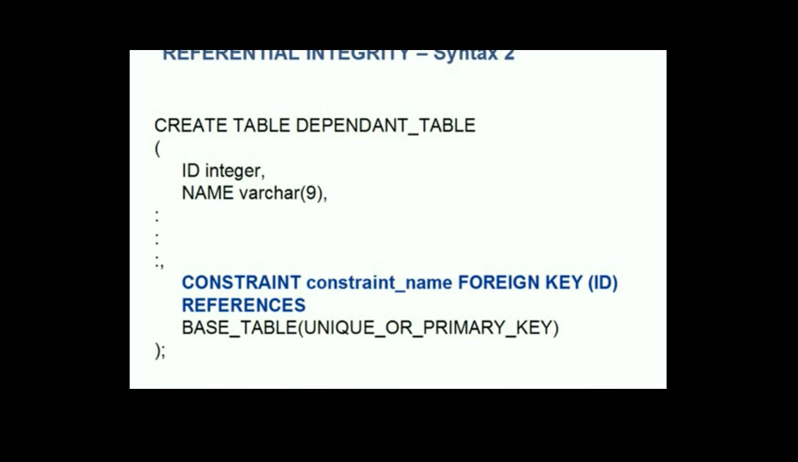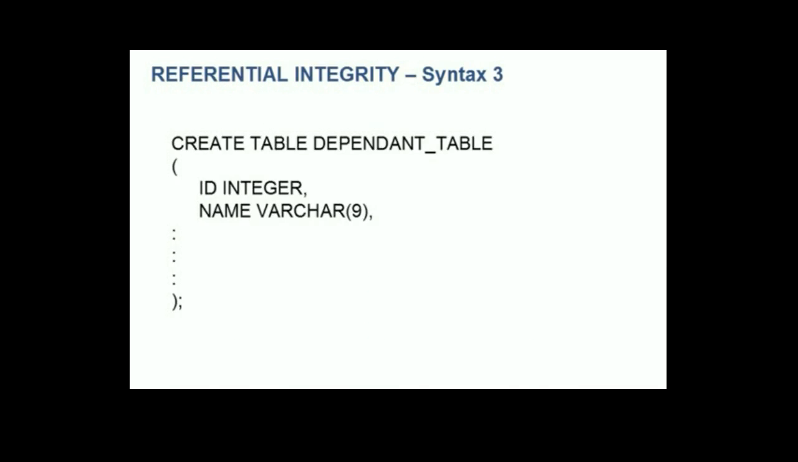Here is another example for referential integrity. In the above example, when the constraint name is not specified, the DB2 system will generate the name automatically. This generated string is 15 characters long.